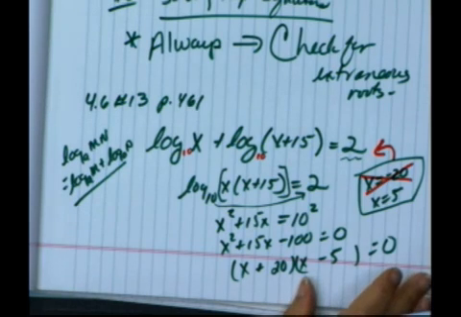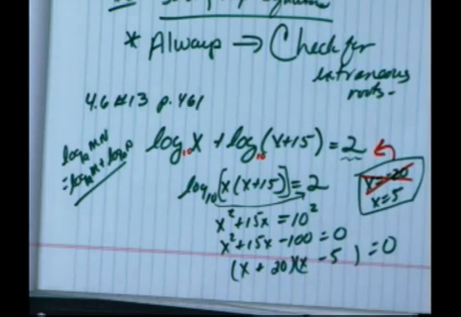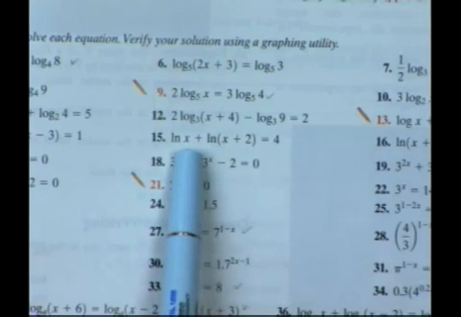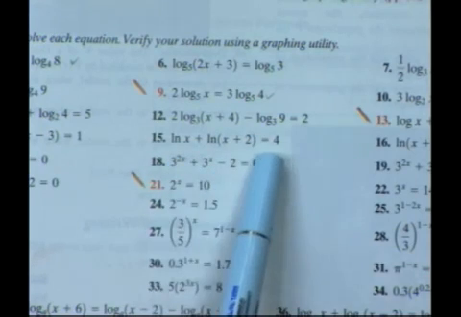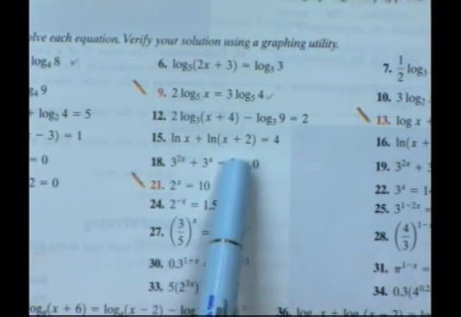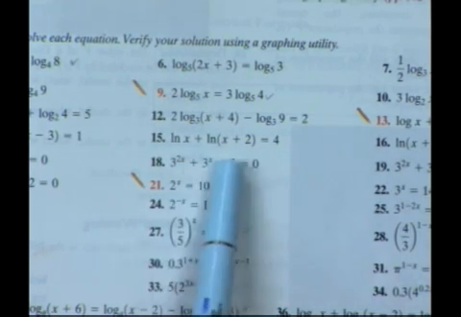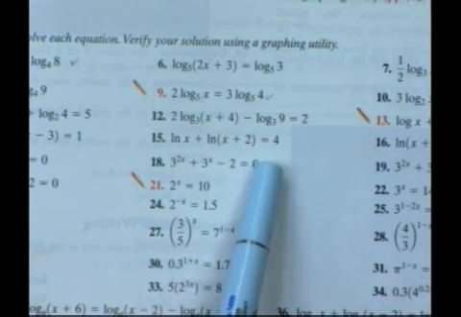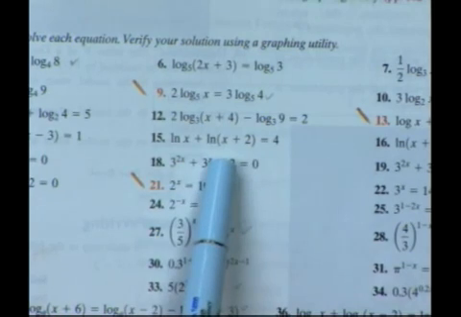That was number 13. Let's see what number 15 looks like. Number 15 is pretty much the same. Let me ask what the problem is here. Number 15, this is natural log, so what's the base? E. And so what's going to happen here is that you're probably just going to have to go into your quadratic formula to solve. You would have x squared plus 2x equals e to the fourth. And you're just going to have to approximate using your quadratic formula.